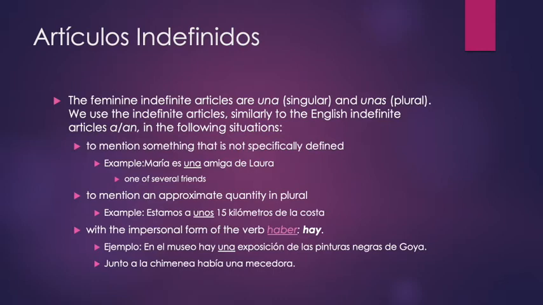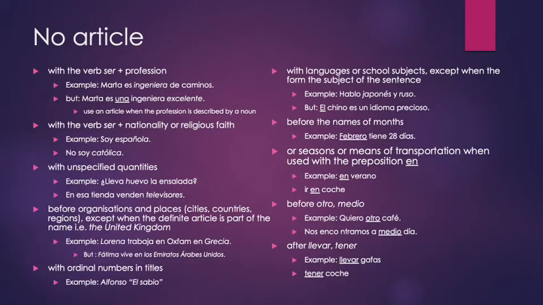With the impersonal form of the verb haber, hay. So, for example, en el museo hay una exposición de las pinturas negras, Goya. Haber means there are or there is. So, in the museum, there is an exposition of the black paintings of Goya. Junto a la chimenea había una mecedora. Next to the fireplace, there was a rocking chair. So no article.